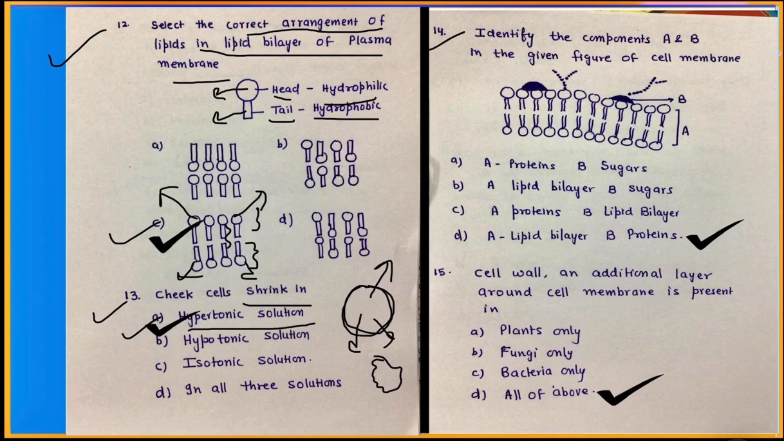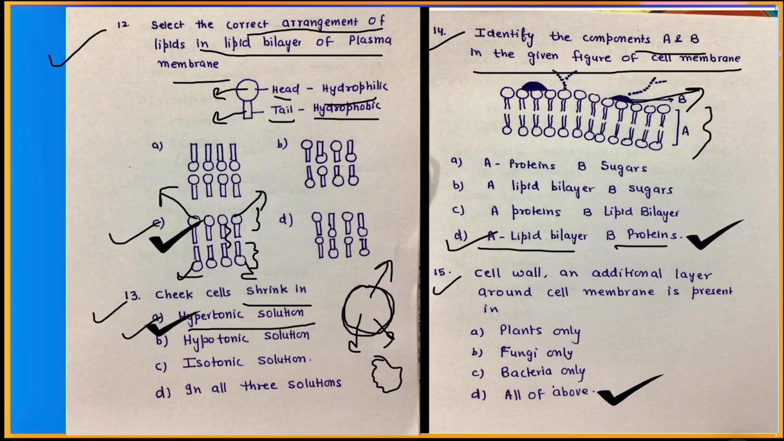Question number 14. Identify the components A and B in the given figure of cell membrane. A is lipid bilayer and B are proteins. So here D is the correct answer. Question number 15. Cell wall, an additional layer around cell membrane is present in plants, in fungi and in bacteria. So correct answer is D, all of above.